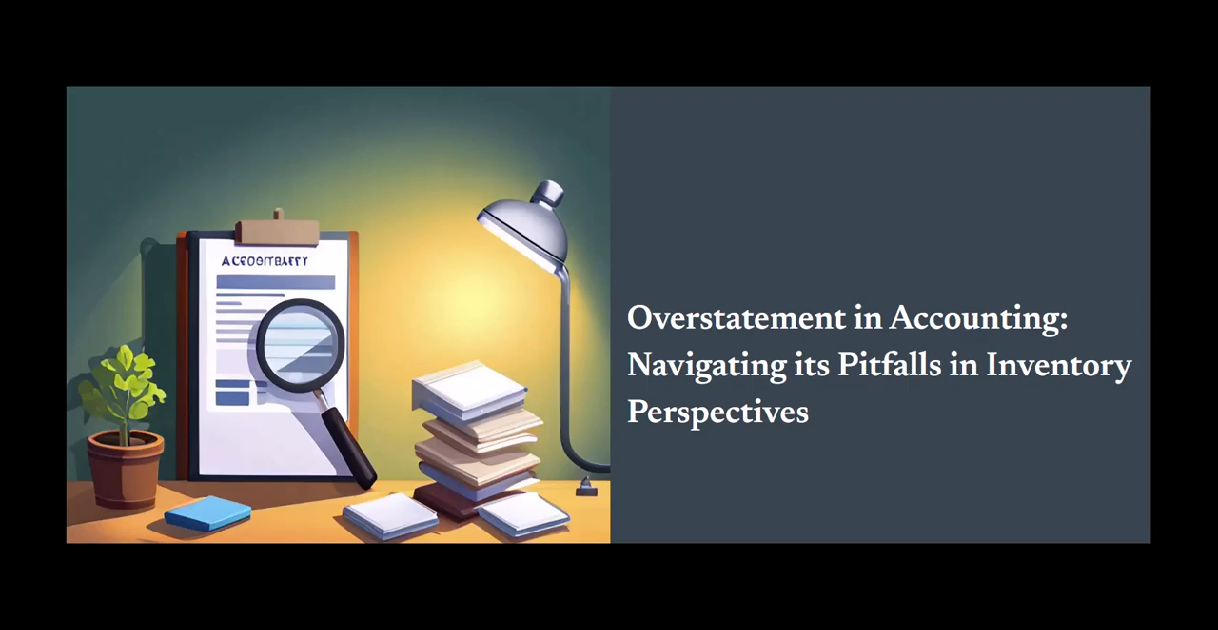This is where things get murky. Intentional manipulation of financial records can happen for various reasons. Perhaps there's pressure to meet quarterly targets, or maybe someone is trying to impress investors. Whatever the motivation, these actions can lead to inflated revenues and asset values, ultimately deceiving stakeholders about the company's performance.